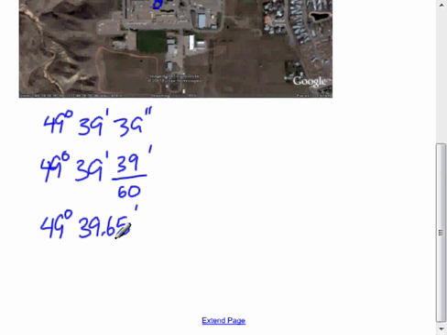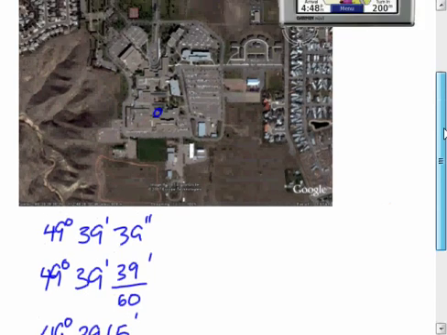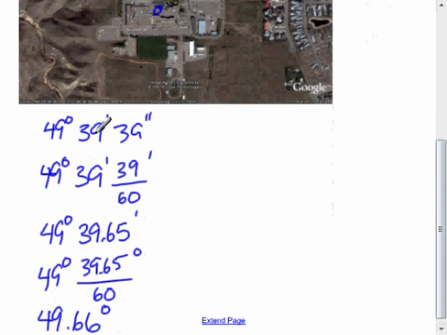Then again, take this number and divide that by 60. So 49 degrees, and take my 39.65 and divide that by 60, because there are 60 minutes in a degree, or 60 minutes in an hour, you could say. That comes out to about 0.66, and you tack that onto the 49 degrees. So 49 plus the 0.66 gives me 49.66 degrees. That would be my decimal degrees, given this as my degrees, minutes, and seconds.